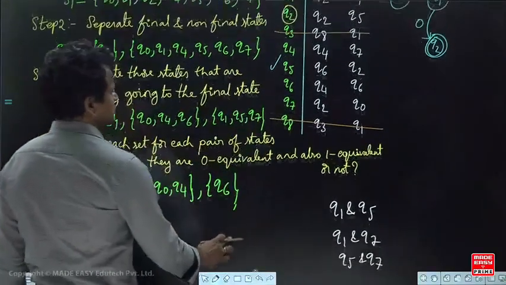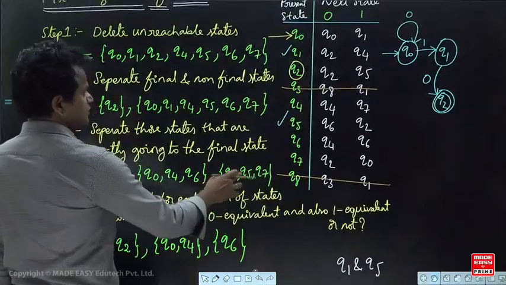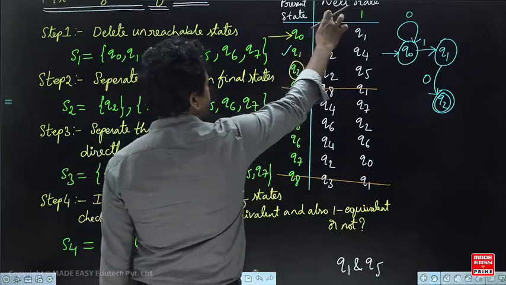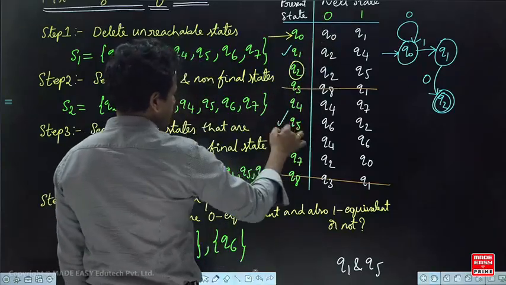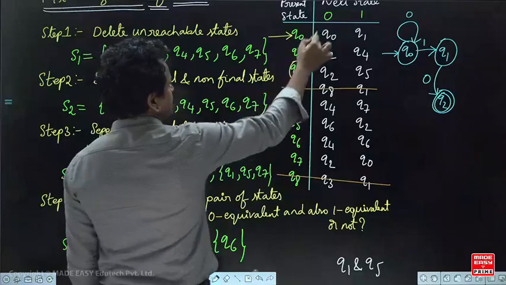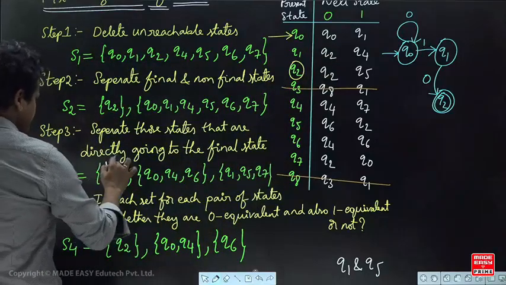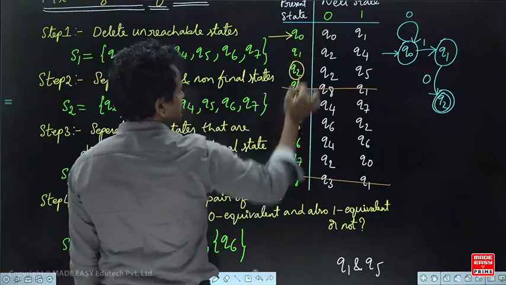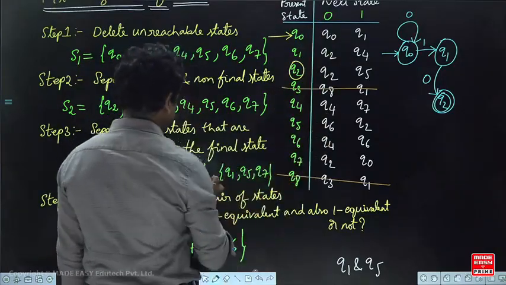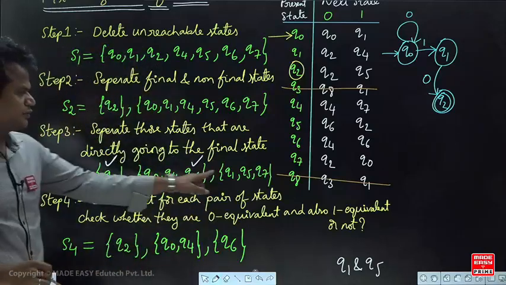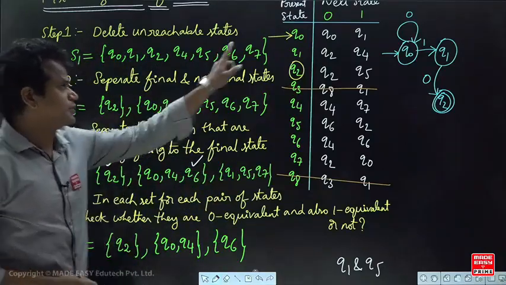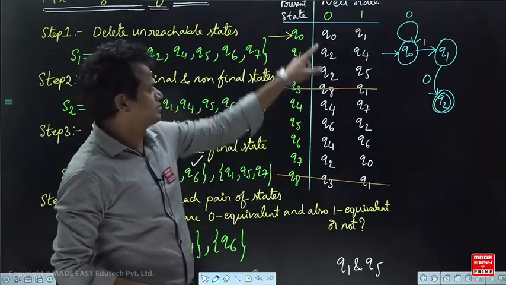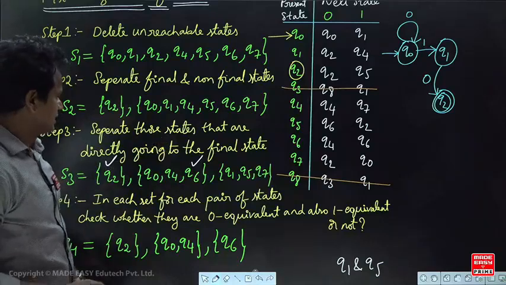Okay. Now I am checking Q1 and Q5. Look at this one. Q1 on 0, Q2 is here. Then Q5 on 0, Q6 is here. Are you following? Q1 and Q5, we are checking for input 0. Q1 on 0, Q2 is in this set. Q5 on 0, Q6.